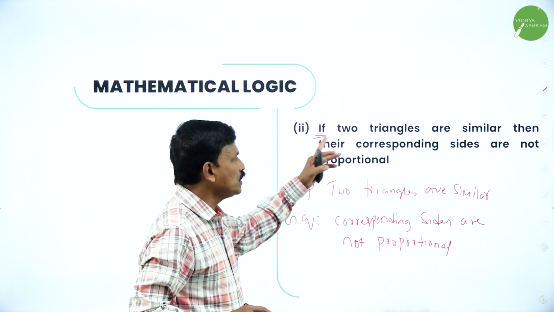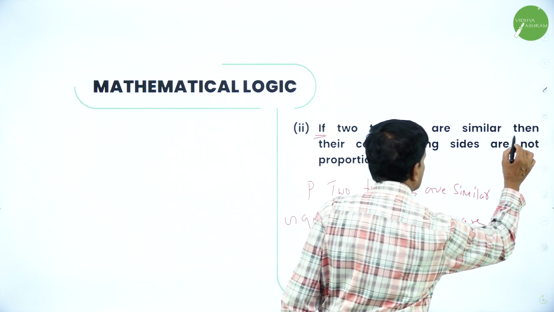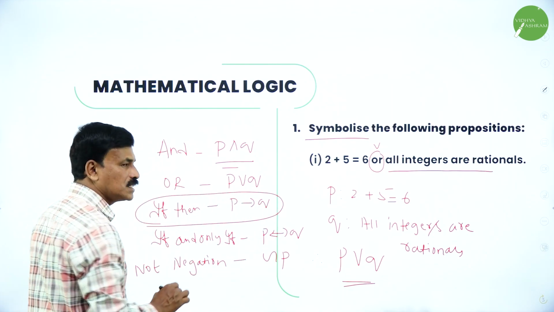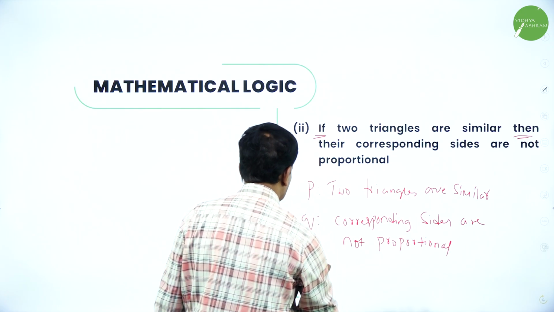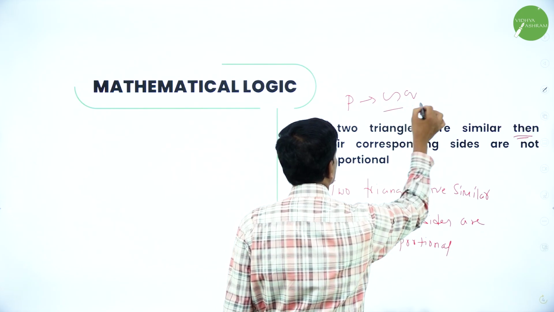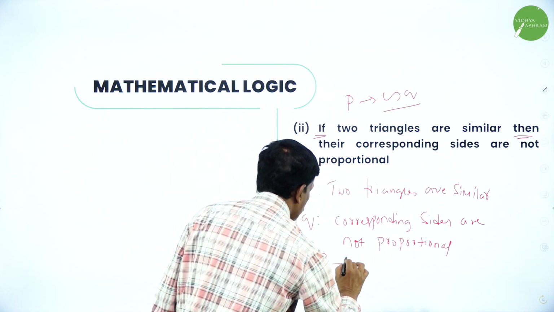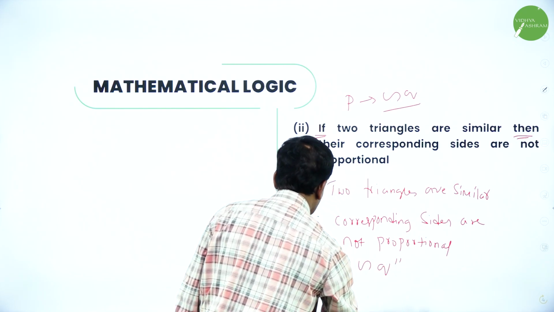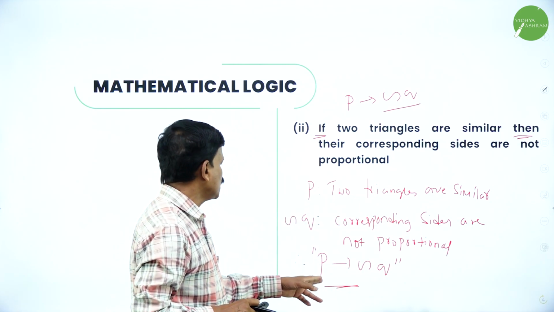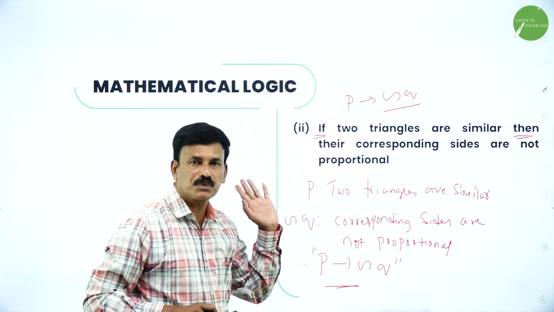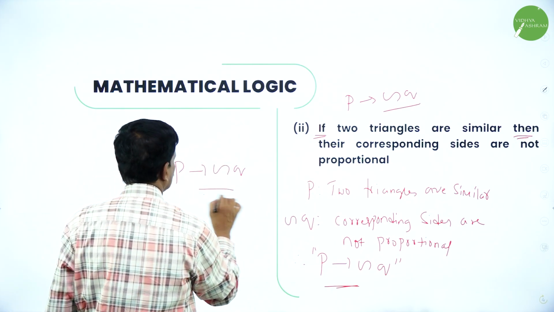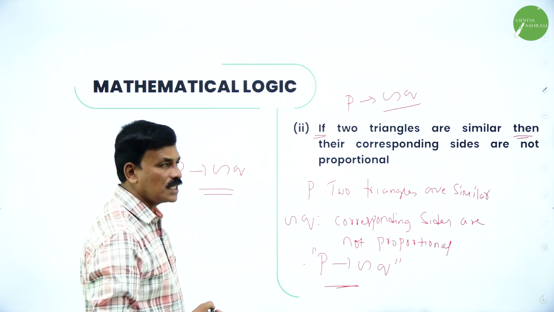Now, it started with P and then P, then, means what is the connective we are going to use? If then is nothing but the conditional statement. Therefore, the given statement is P conditional to negation of Q. That is, if two triangles are similar, then the corresponding sides are not proportional. So the given statement is P conditional to negation Q. That's it. Okay. Now move on to the next statement.